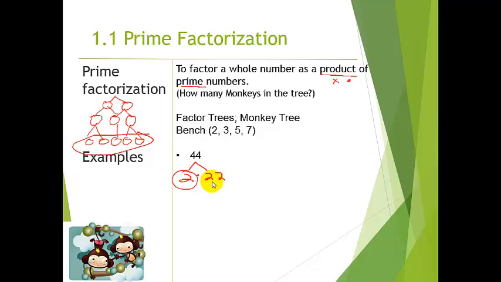And then 22, I can break that down into 2 times 11. Oh, those are all prime numbers. So my prime factorization is going to equal 2 times 2 times 11. Another way that we could write that is 2 squared times 11. That's just a little fancier way to make it as small as possible, because 2 squared is the same as 2 times 2. So 2 times 2 is 4, 4 times 11, 44. And these are all prime numbers, so it meets the definition of prime factorization.